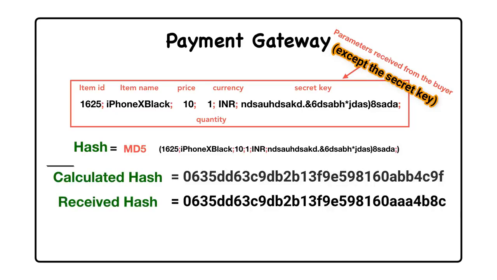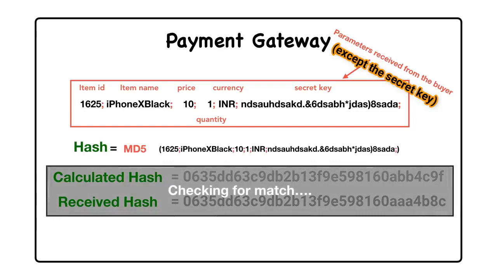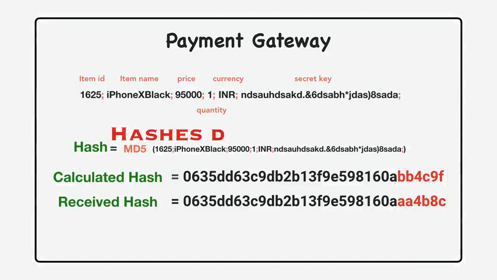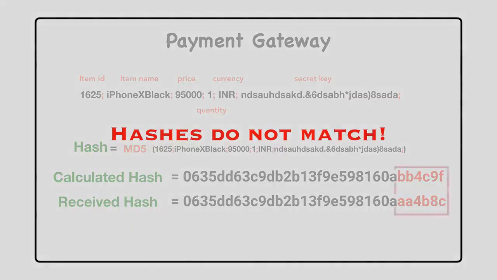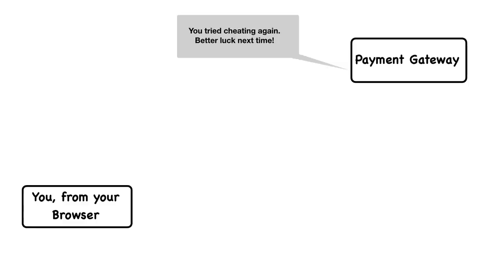If the hashes match, it means that no parameters are tampered or modified. But if the hashes do not match, it means that the parameters are tampered and hence the payment will not be accepted, hence preventing the bad guys.